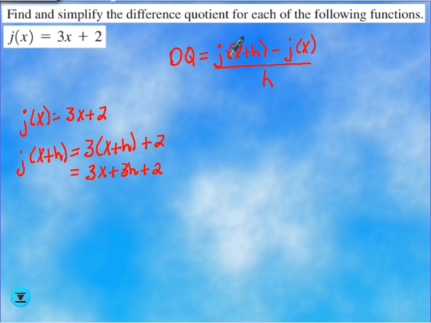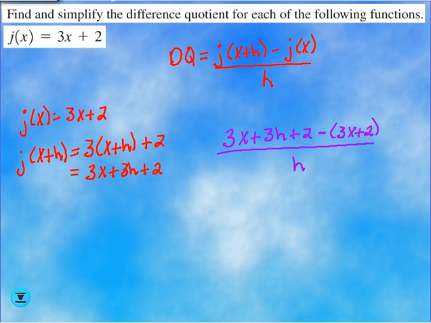Next step now. In my formula, it says find j of x plus h minus j of x, and then we'll take our answer and divide by h. So let's go ahead and do j of x plus h minus j of x, and we'll take our answer and divide it by h. That is the difference quotient. We'll clean it up in just a second, but again, your difference quotient is equal to f of x plus h, which is here, minus f of x, which is here, all divided by h.